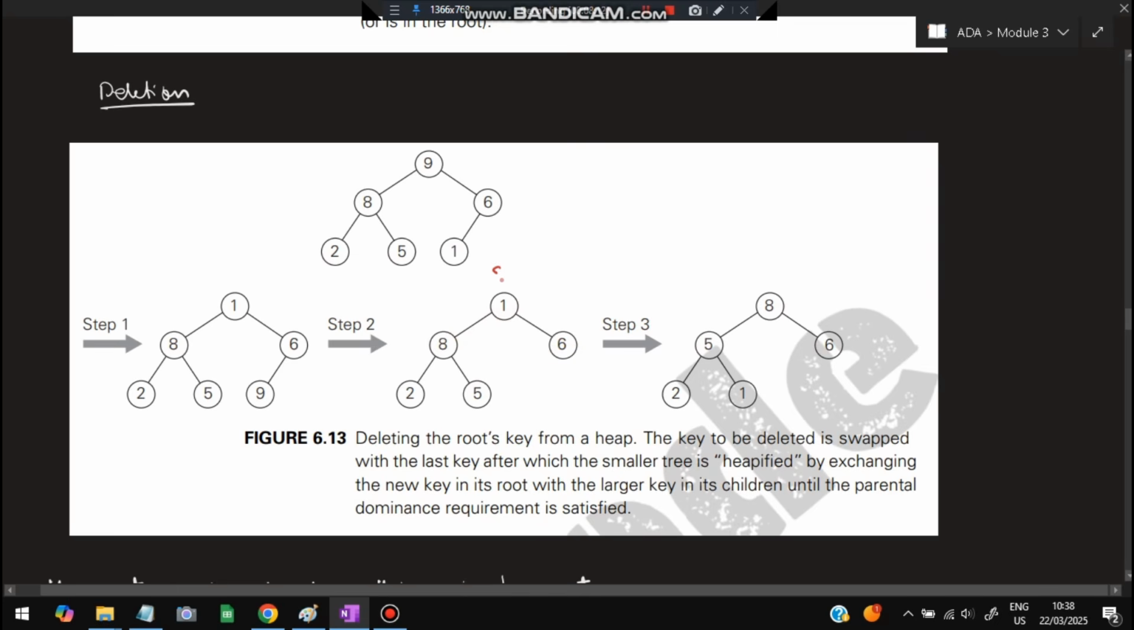When 8 is exchanged with 1, 8 will be here and 1 will be here. And 6 will remain as such. Now again, here 1 is there. Is 1 greater than 2 or 5? No, it's not. So 1 has to be exchanged with 2 or 5. With 5 it will get exchanged because 5 is greater. So 5 will come here, 1 will come here, 2 will be here only, and here we'll have 8. So 8 5 1 2. This is what we'll be doing for the deletion. So two things we have discussed in the top down approach: insertion and deletion. Now with these concepts we'll be discussing how to do the heap sort.